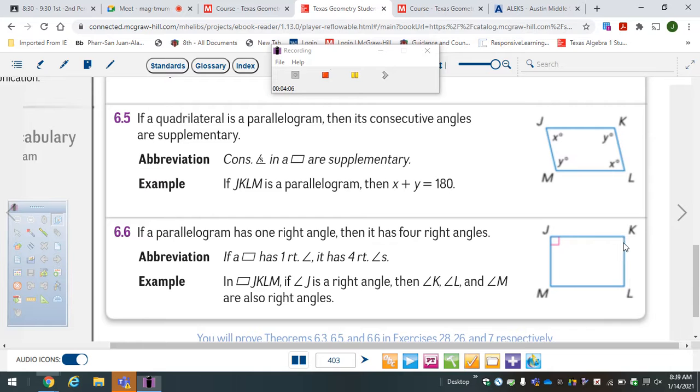Now, the ones next to each other have to be what? Supplementary. Well, they all have to be what, 90? This has to be 90. This is 90. That one has to be 90. So they all have to be 90. Any way you look at it, any way you cut it, everything holds true.